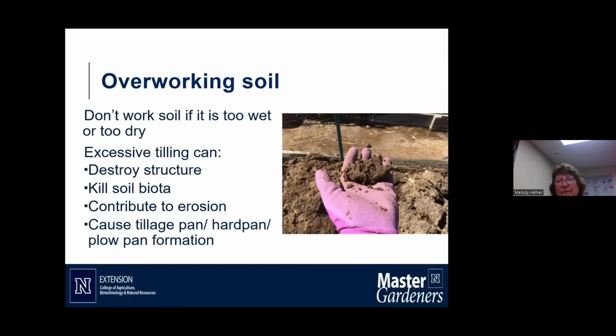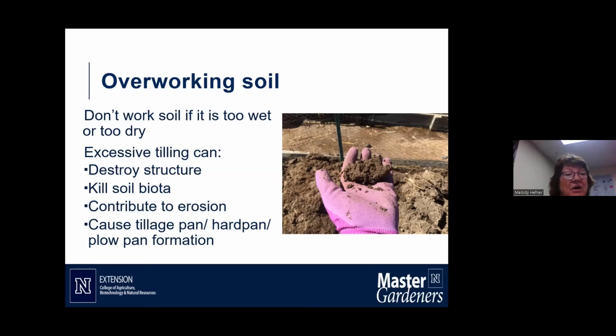And the last common way that we can degrade our soils is by overworking it. You can cause compaction, you can reduce the soil structure if you work a soil that's too wet or too dry. So you can kill the soil biota also.